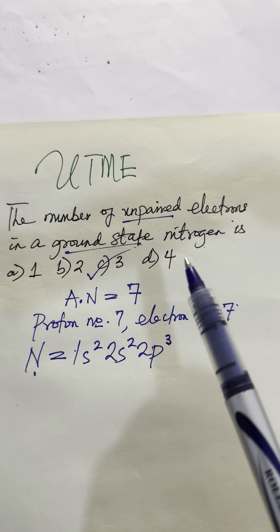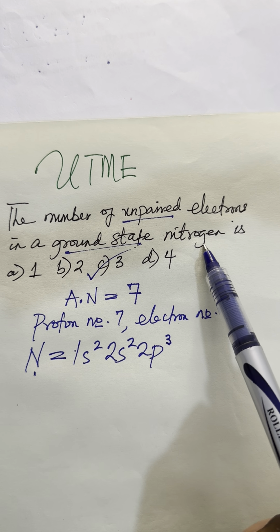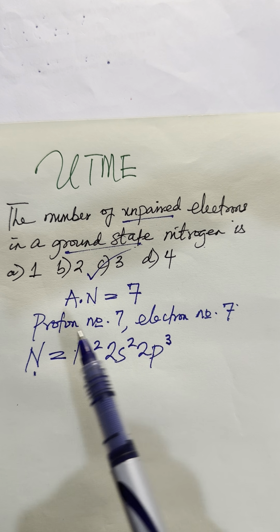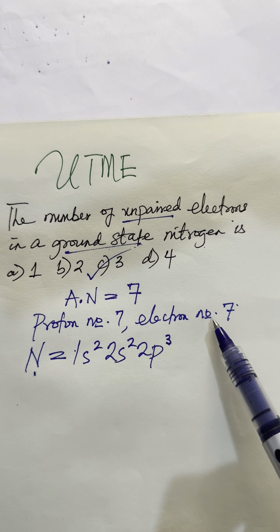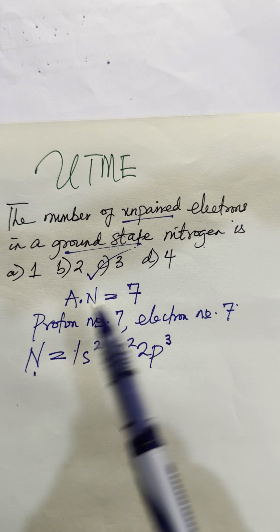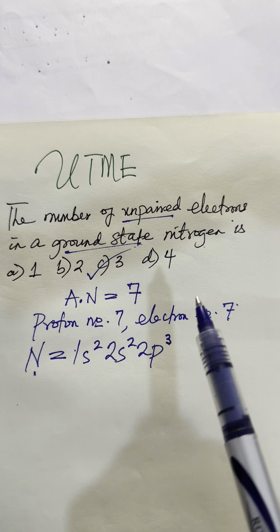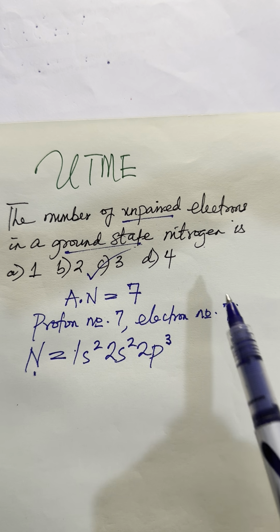And anytime you see an element in its ground state, it means that the atomic number of that element is still going to be the proton number, and it's still going to be the electron number. I hope this helps. Normal state. When I say ground state, normal state. I hope you understand that particular point clearly.